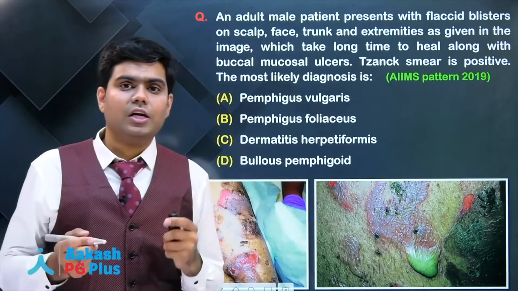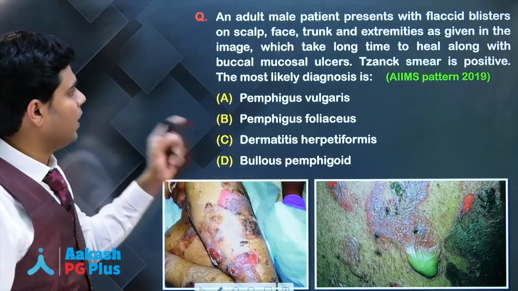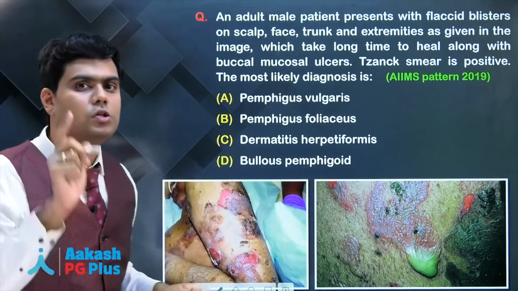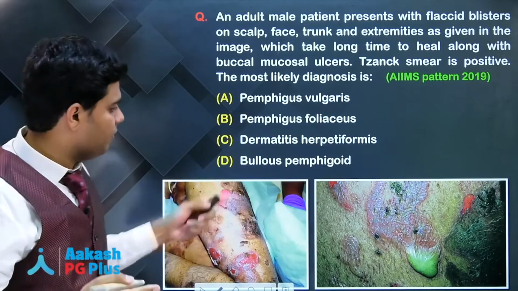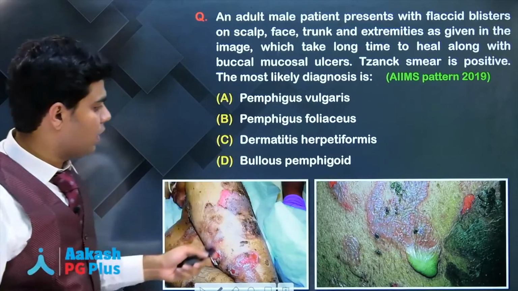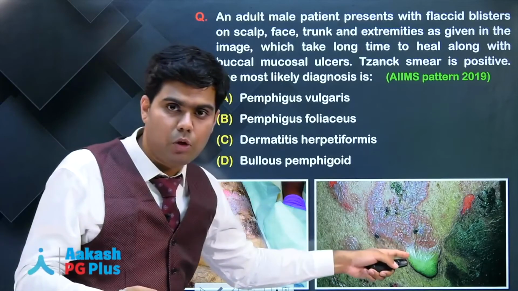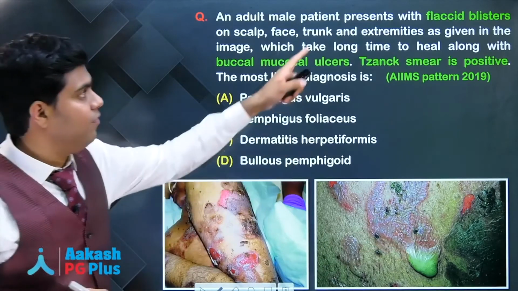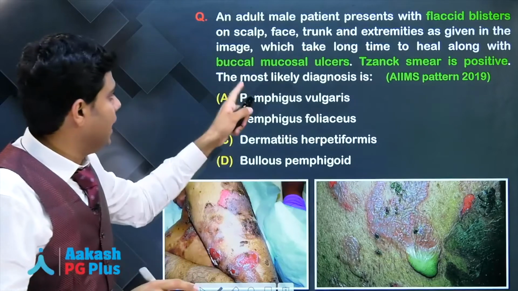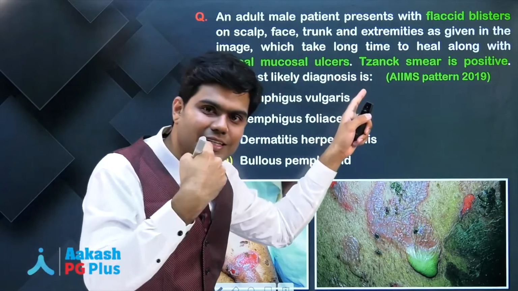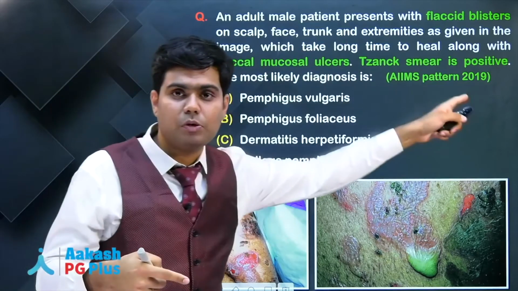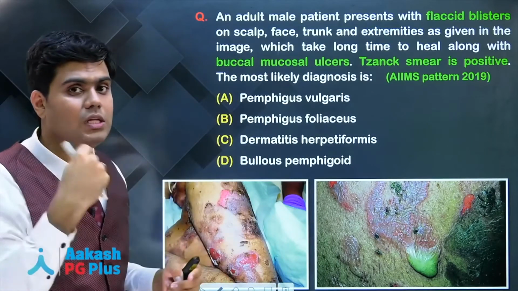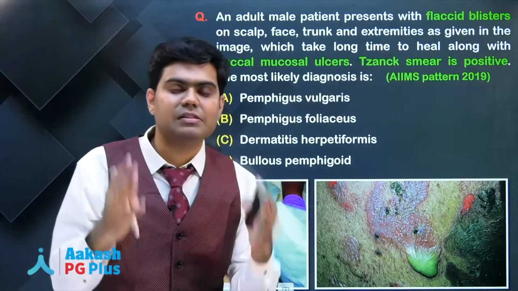Here comes another clinical scenario. Now the last line is most likely diagnosis, so the question is asking about the diagnosis. We have an image also. What is the image showing? Flaccid bulla and erosions, right? So what are the clues here? Clues are flaccid blisters and buccal mucosal ulcers plus Tzanck smear is positive. These three things combined, what do you think the diagnosis is? Oral ulcers, flaccid blisters, Tzanck smear positive.